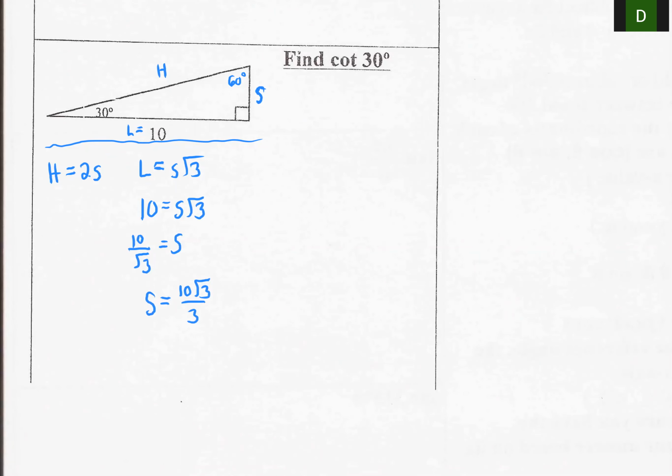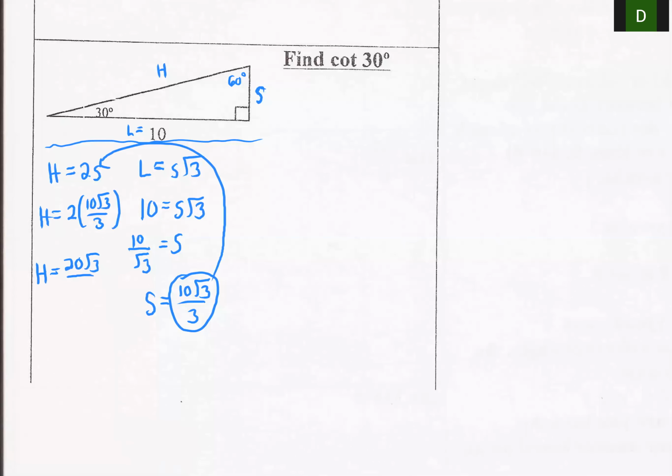So I can take this, plug it in for s, and then I can solve for my hypotenuse. So the hypotenuse is just going to double that. So it's 2 times 10 radical 3 over 3. So the hypotenuse just becomes 20 radical 3 over 3.